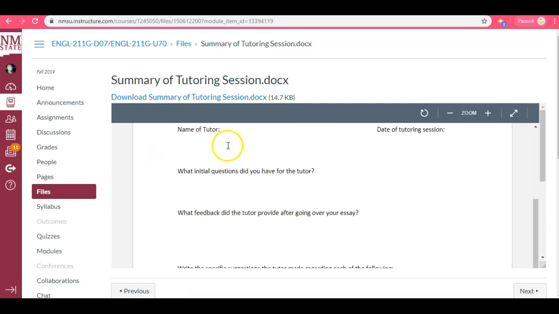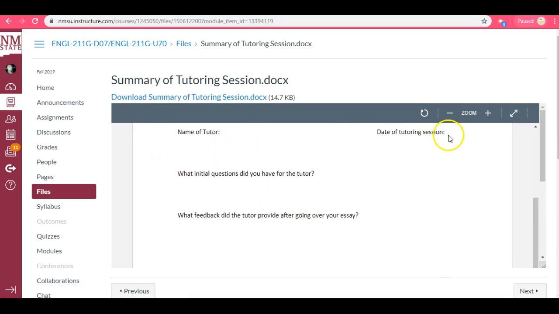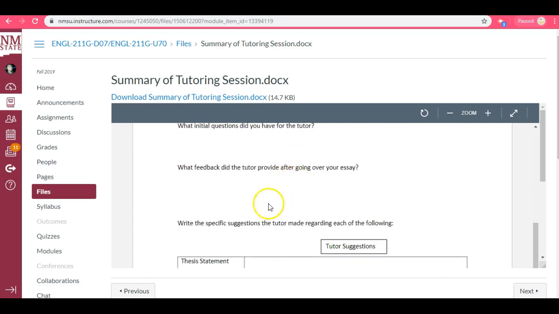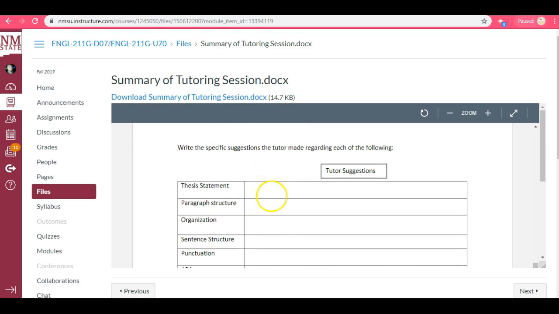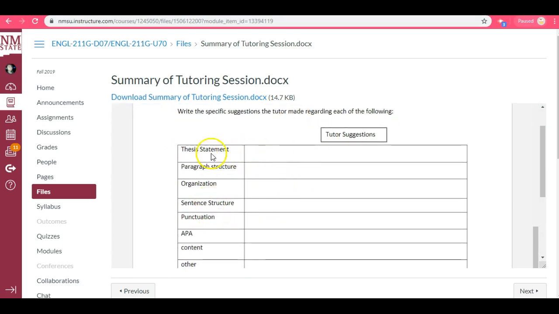So basically write down the name of the tutor, the date of the tutoring session, what questions you had for the tutor, what feedback did they provide, and then right here, tell me if they made any comments about these areas. If they didn't make a comment about your thesis statement, then just put an A. If they didn't say anything about your paragraph structure, then put an A. So after you've downloaded this handout and filled it out, submit it along with your essay and you will get 5 points extra credit on your essay. So definitely something to consider.